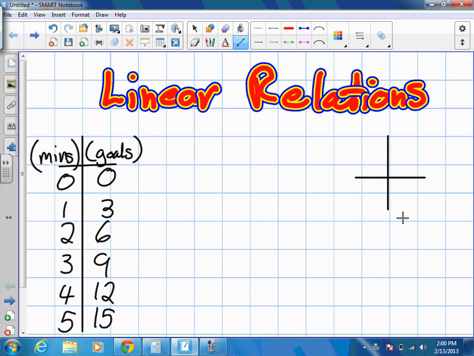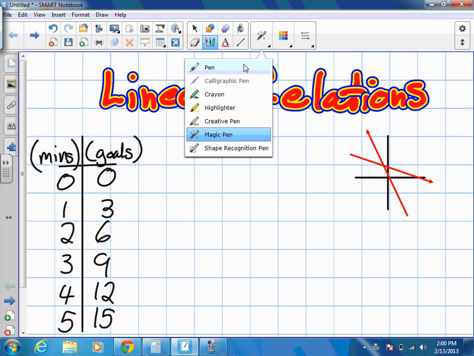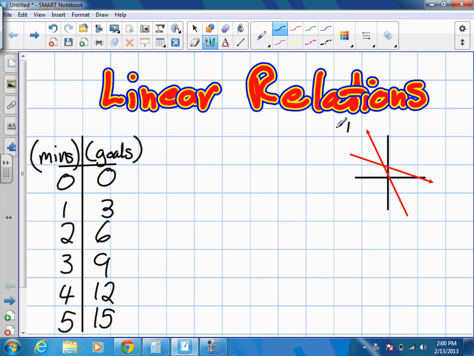Straight lines. Okay? So this would be considered a linear relationship. This could be a linear relationship. As long as we create a straight line, that's going to give us a linear relationship. Okay, so there's our first example of looking at one.